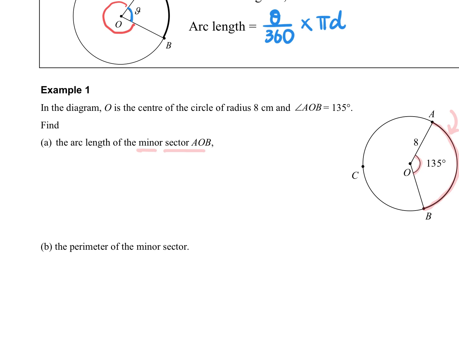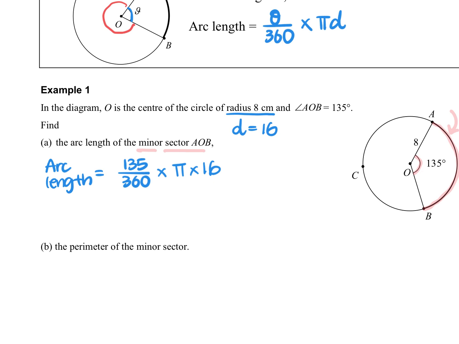So we're going to start with our formula. Arc length equals a fraction. What is that fraction? 135 degrees out of 360 degrees times pi d, pi times diameter. What is the diameter? The radius is 8 cm, so the diameter is 8 times 2, 16. Then we're going to key in 135 out of 360 times pi times 16.